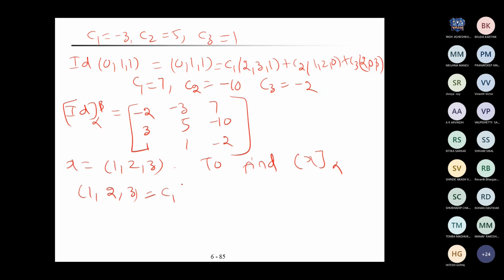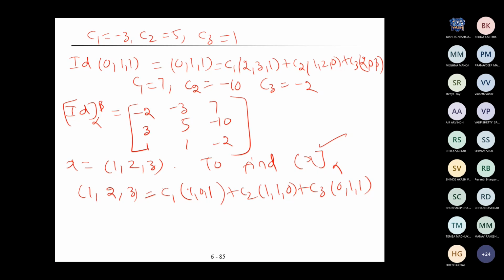So C1 times, what are the basis elements of alpha? Please say. 101, 110, 011. Okay, can you please solve this? C1, C2, C3 is called the coordinate vector of x with respect to alpha. Okay, please solve that and think. You have to solve.